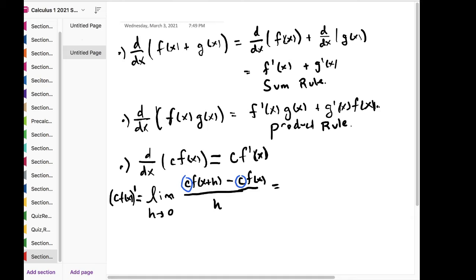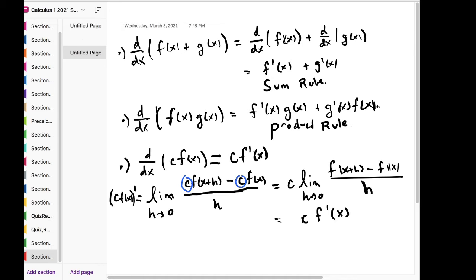So factoring out the c, you get c times the limit as h goes to 0 of f of x plus h minus f of x over h, which is the derivative. Yes. So this is the derivative again. Yes, this is the proof for the constant. So you can call this like the constant rule.